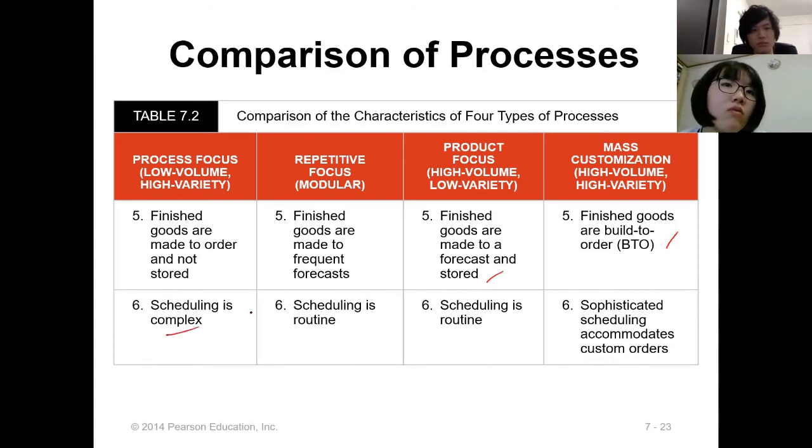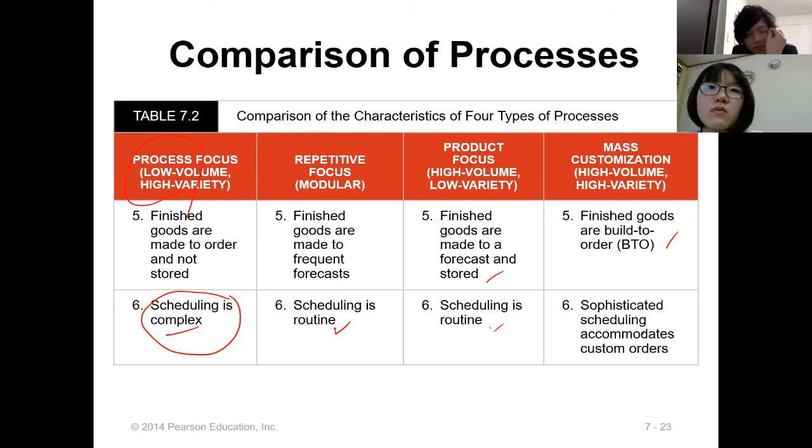Scheduling is complex. Scheduling means how you determine how much to produce every day, or every hour. So scheduling is complex because once the neck tape, then after that the arms, you want to decide where you're going to join it. So that's why it looks very messy. In a process focus, you look at the factory or the workplace, it is very messy compared to repetitive. It's very routine.